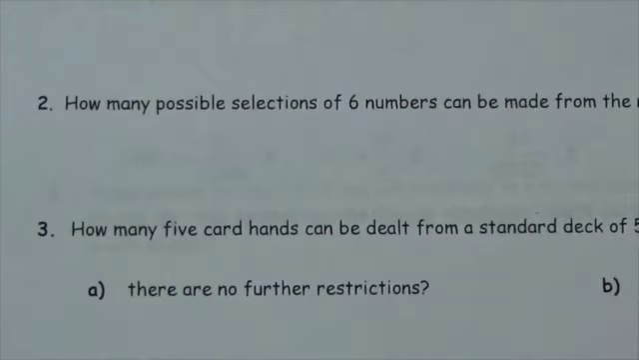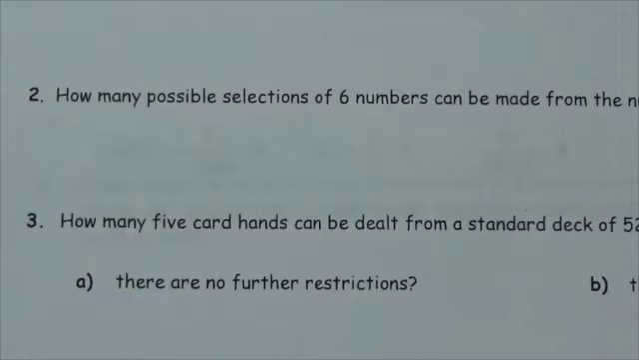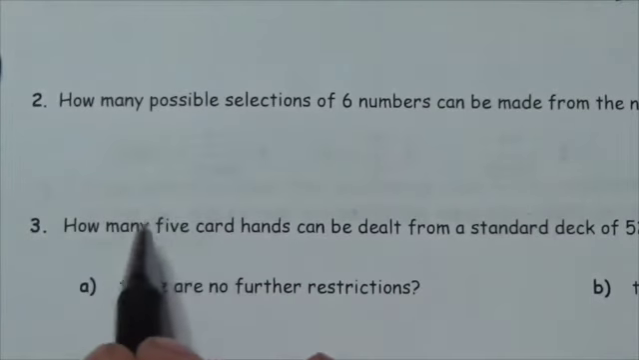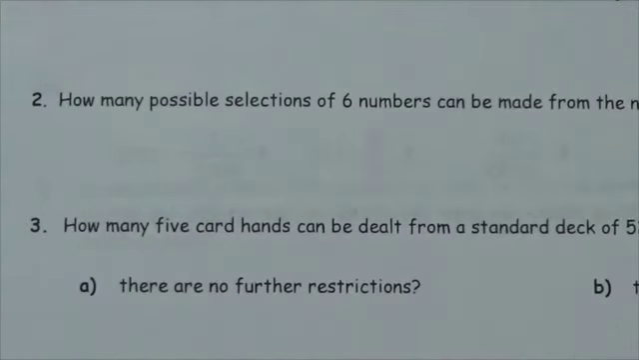How many possible selections of 6 numbers can be made from the numbers 1 to 49, as in the game Lotto 649? Okay, now to answer this question, you've got to understand a little bit about the way this Lotto works. Lotto 649, you've got 49 numbers to choose from, and you're just going to choose 6 of them. So you've got this piece of paper here with these numbers on it, and you're just going to scribble in your choice of numbers here.